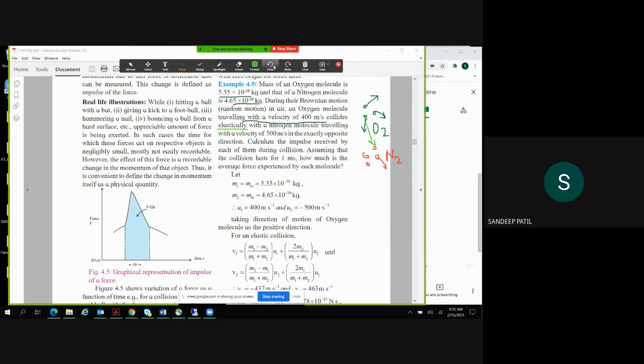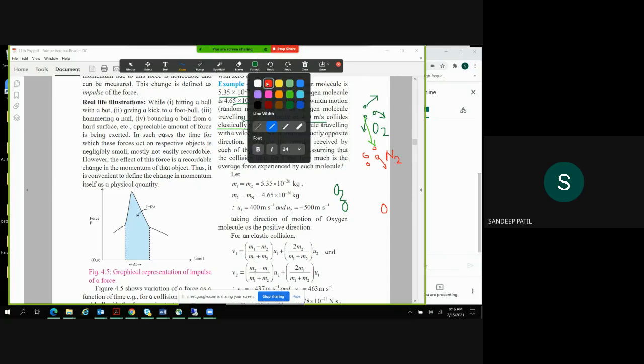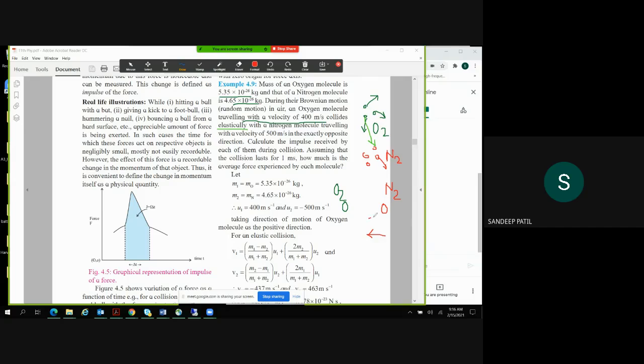So we take only one molecule out of these many molecules and try to consider the system. This is O2 and this is N2. What is happening here? This is traveling with 500 meter per second, but in the opposite direction, and this molecule is traveling with 400 meter per second. Calculate the impulse received by each of them during collision, assuming that the collision lasts for 1 millisecond only. How much is the average force experienced by each molecule?